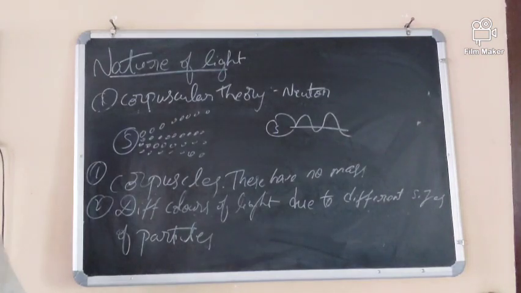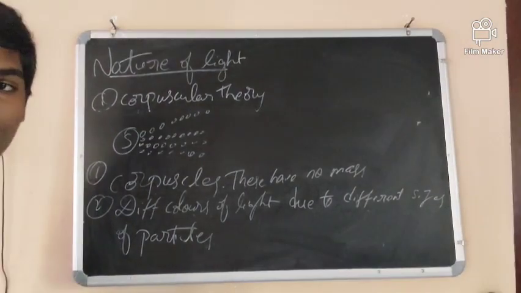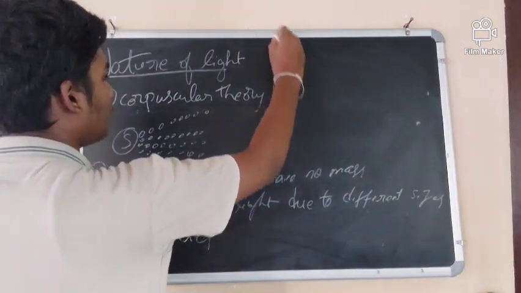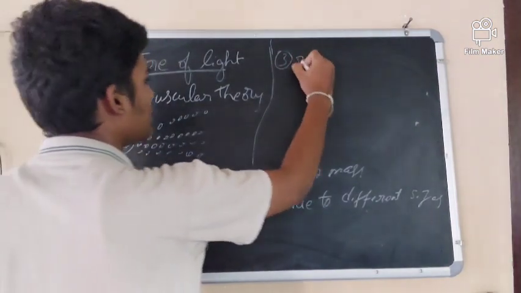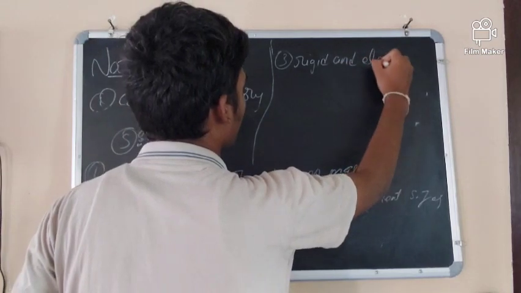Different colors of light is due to different sizes of particles. He said that. And the third observation is, these particles are rigid and elastic. These particles are very rigid and they are elastic.